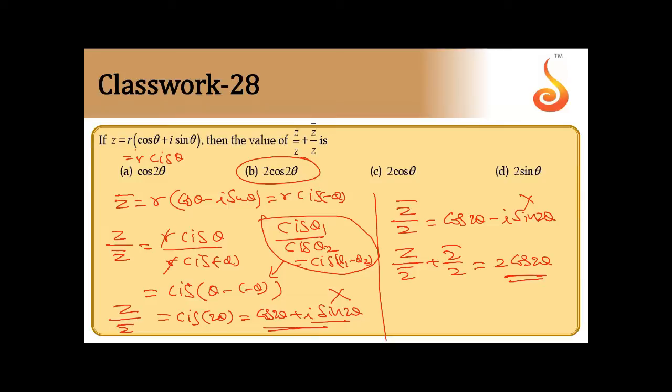Yes, B is the right answer. z by z bar plus z bar by z is 2 cos 2 theta. Adding both, the sin terms are cancelled and we get the cos terms.